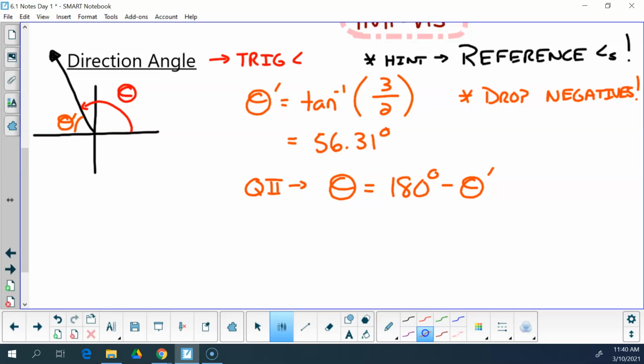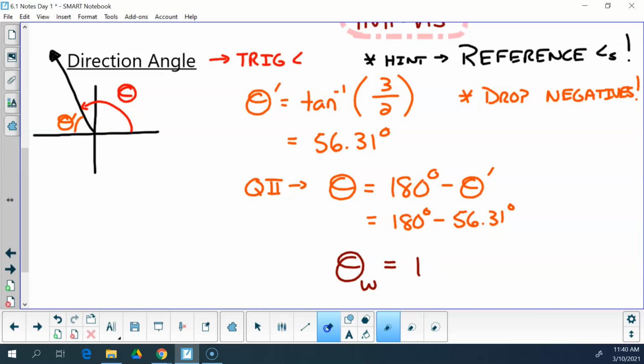So this would be 180 degrees minus 56.31 degrees, which gives me a direction angle of w, and that's how we identify it. We put theta, and then in a subscript we put what vector we're finding. So the direction of w would be 123.69 degrees.